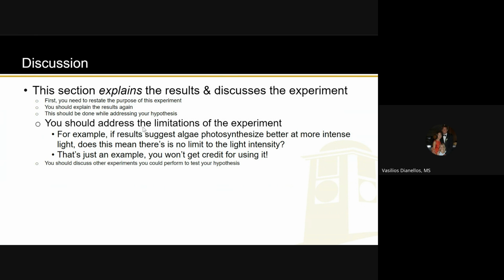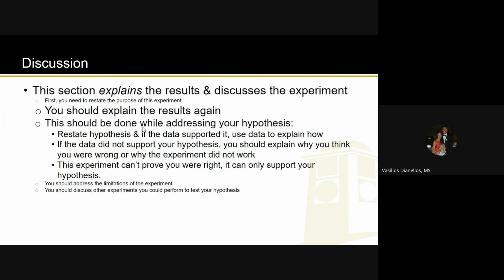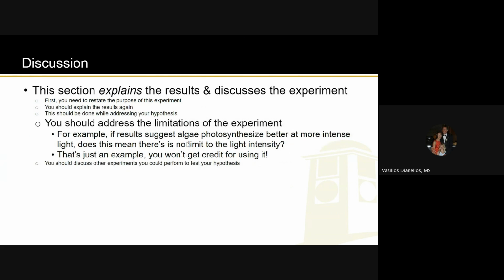And also, sorry to do this, but let me back up again. I said here, if your hypothesis was incorrect, then you need to explain either why your hypothesis was incorrect, or perhaps the experiment went wrong, right? And that's why it didn't support your hypothesis, because maybe there was a flaw in the experiment. Again, that's kind of what you're discussing here. You're going to talk about the flaws in your experiment. For example, if the results suggest that algae photosynthesize better at more intense light, does this mean that there's no limit to this, right? So that's another thing.